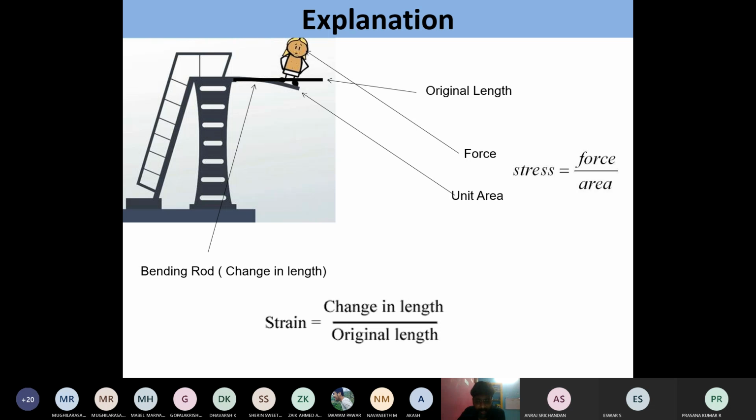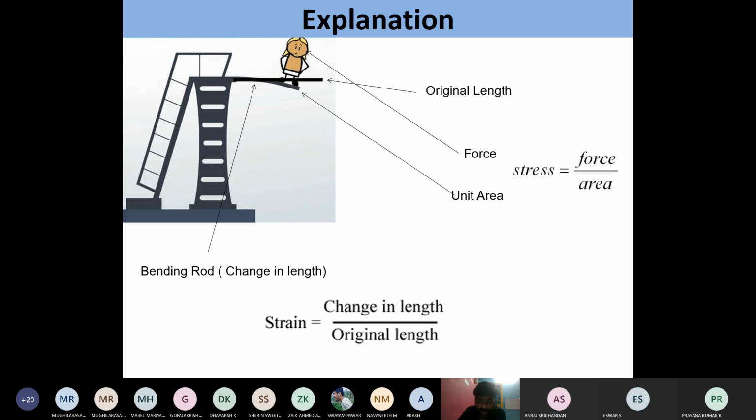I have taken a small picture here to explain the concept. See here, we can see one person, a boy or a girl, standing on a rod. One end of the rod is fixed and the other end is free. When the person is not on the rod, the length of the rod is linear. That I have mentioned as the original length.